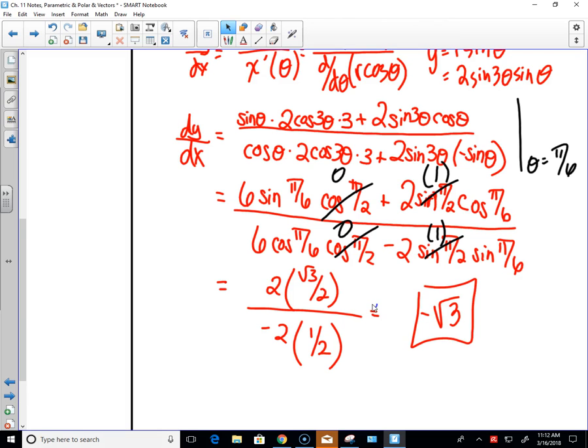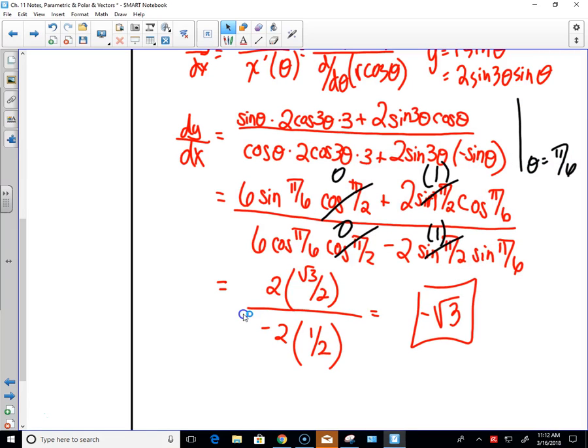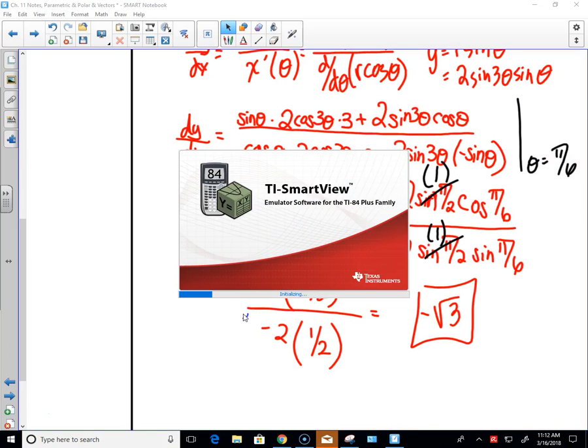You guys keep doing your process. Don't just take mine. And as you do, I'm going to open up my calculator just to show that if it was a calculator-allowed problem, which I doubt it was, but if it was, just making sure in polar mode that we know how to take derivatives.